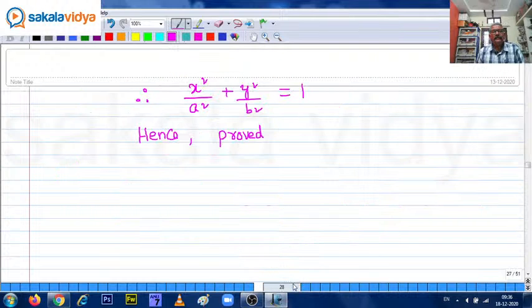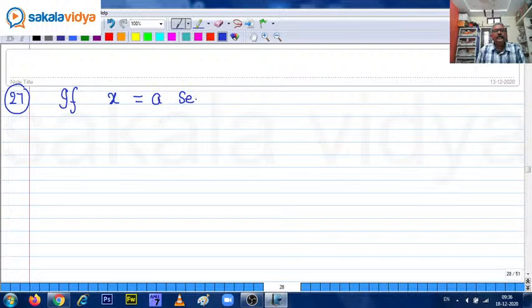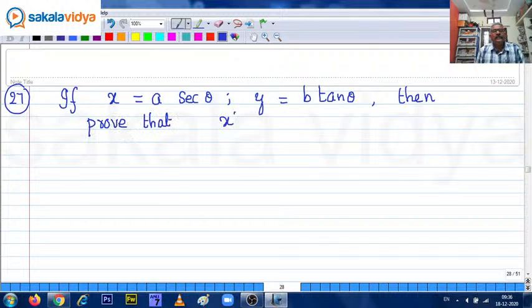This is 26th. Now the 27th question. If x is equal to a sec theta, y is equal to b tan theta, then prove that x square upon a square minus y square upon b square equals to 1.